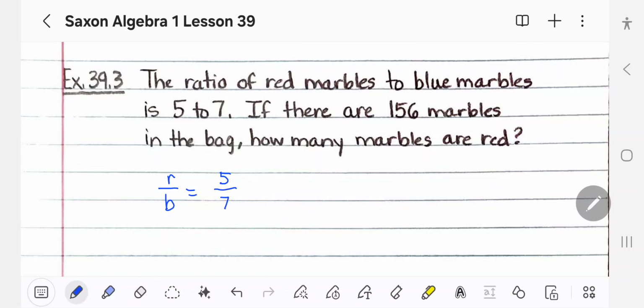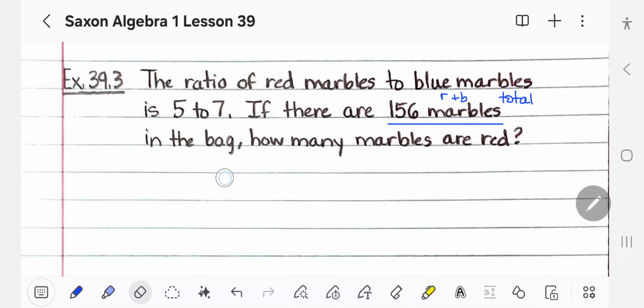But what is different about this problem is they now tell me there are 156 marbles in the bag. Well, that's not reds or blues. That's the reds and the blues. This is a total. Now, we haven't done ratio problems like that in this book, but if you took Saxon 8.7, you've probably encountered this before. And I like the way the 8.7 book organizes this information, so I'm going to write it that way.